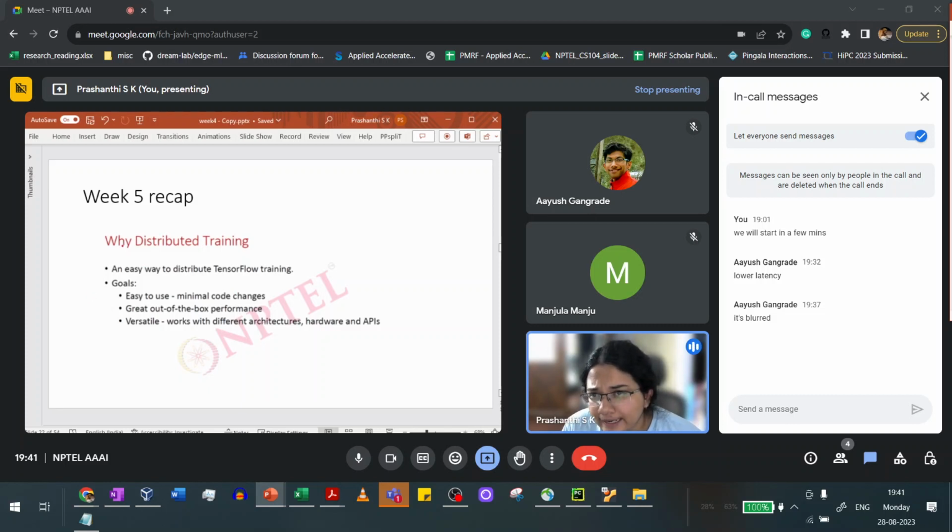So again, why distributed training? This slide shouldn't have been called why distributed training, because we discussed that in detail in one of the other sessions. For instance, we said your model might not fit in GPU memory, or you want to train faster by parallelizing data, and we discussed the various ways in which you can do that: model parallelism, data parallelism, etc. So here we are talking about TensorFlow training, and what are the goals for TensorFlow distributed training?